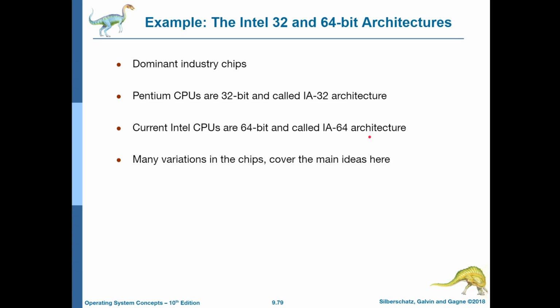Now, with Intel, we have two different architectures, a 32-bit and a 64-bit architecture. Clearly, Intel is the dominant chipset, although ARM would like to take its place as quickly as possible. And there are other good systems. In the Pentium CPUs, a 32-bit architecture is prominent, and those are normally called IA-32, Intel Architecture 32. Current Intel CPUs are IA-64 architecture, and there are all sorts of variants on this.